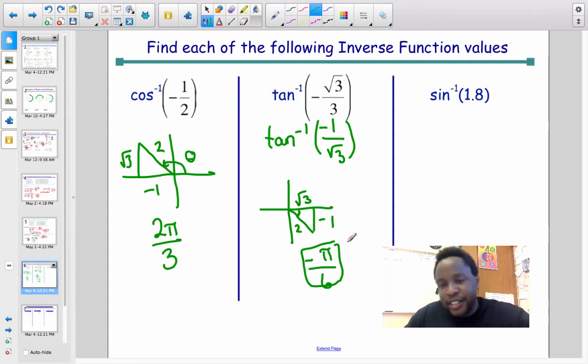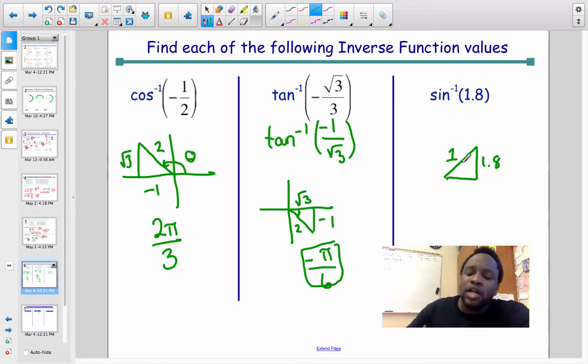Negative pi over 6. All right, inverse sine of 1.8. That means the opposite side is 1.8 and the hypotenuse is 1, like 1.8 over 1. Uh-oh, the opposite side is longer than the hypotenuse. This doesn't work.